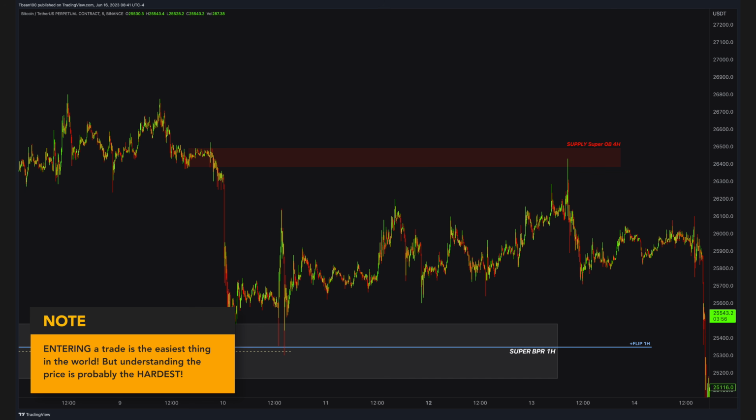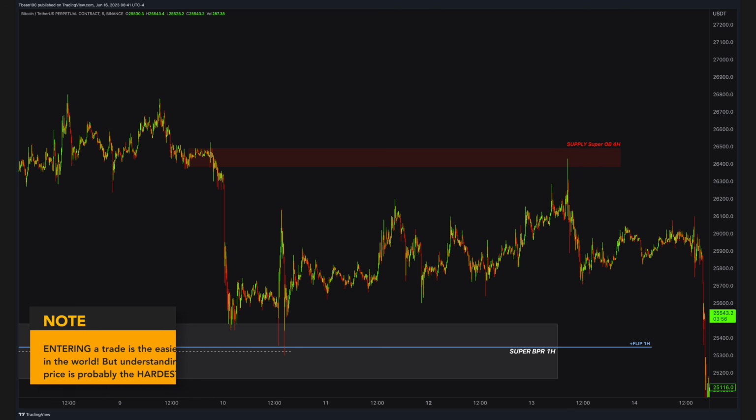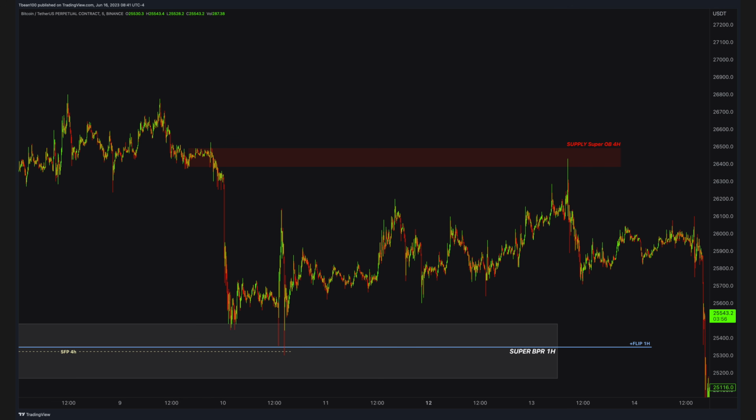I know all of you want me to teach you how to enter the trade, but you already know that entering a trade is the easiest thing ever in the world. Just wait for the structure to change, then place your order. But where you should do it, that's what matters. This is why you must understand the price.